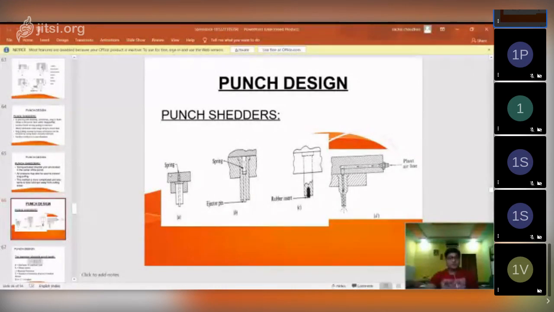So these shedders are generally used. Spring type rubber inserts are most of the time used, or you can use air line pressure.